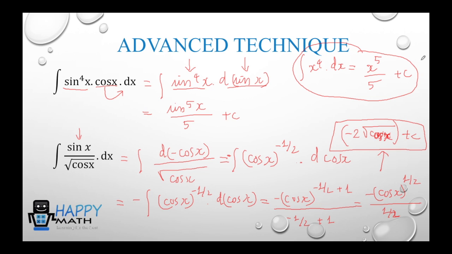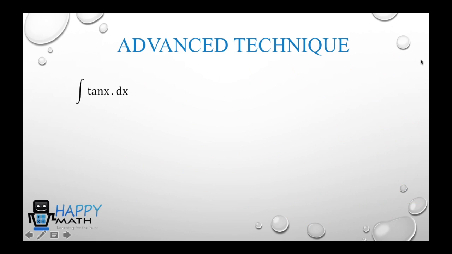Okay, understand? And how about tan x times with dx? Tan x times with dx, so I will separate tan x to become sin x divided by cos x times with dx. And that's like the previous exercise.